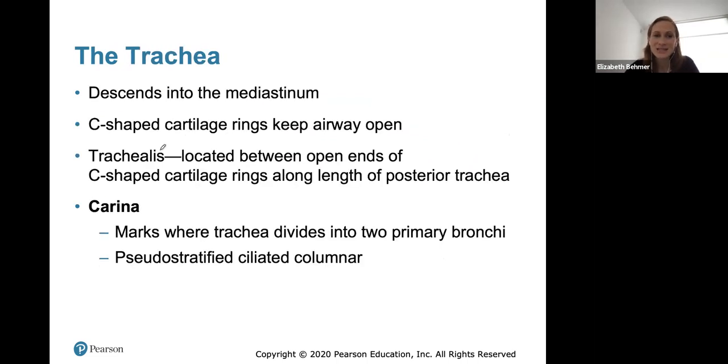The trachea then continues to descend into the mediastinum. C-shaped cartilage rings keep the airway open. They're made of hyaline cartilage. Trachealis is located between the open ends of the C-shaped cartilage rings along the length of the posterior trachea. And the carina is the mark where the trachea divides into 2 primary bronchi to go to either lung. And again, the pseudostratified ciliated columnar continues as the epithelium.